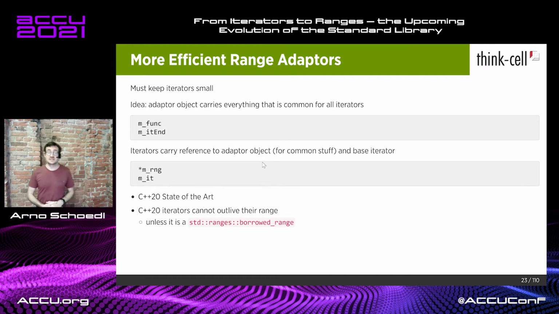Now, that's what C++20 does. That's basically the C++20 state of the art. And as a consequence, the C++20 iterators cannot outlive their range. That's important. You cannot just have the range go out of scope and hope to still be able to use the iterators, unless the range that you have there is a borrowed range, which has that borrowed range concept, which is essentially restricted to all the ranges which don't have any internal state, that just don't store anything, and that does exist.